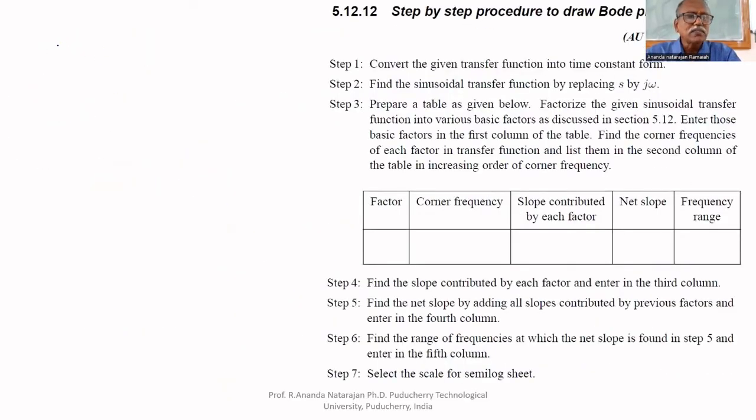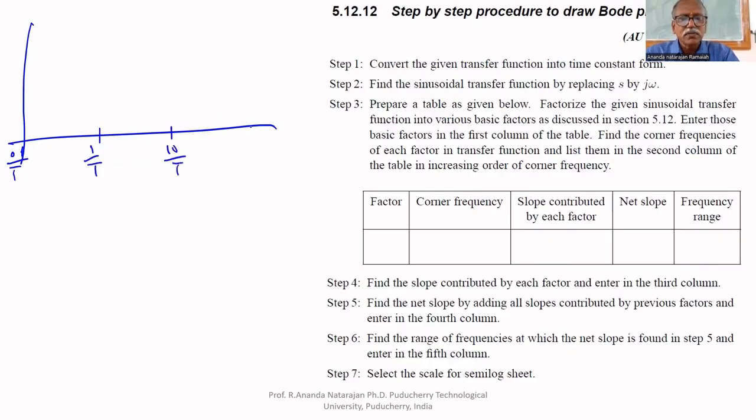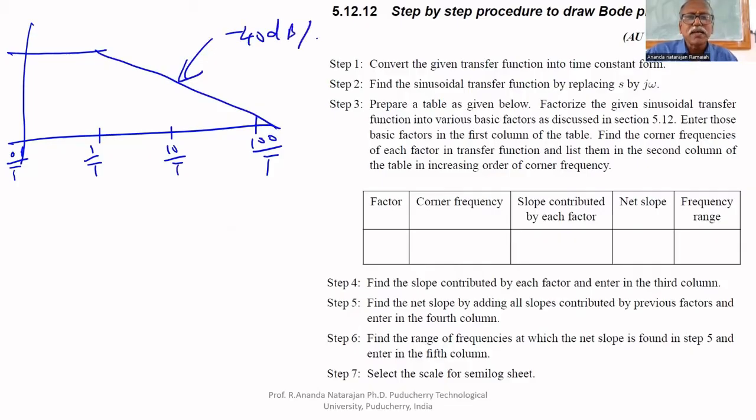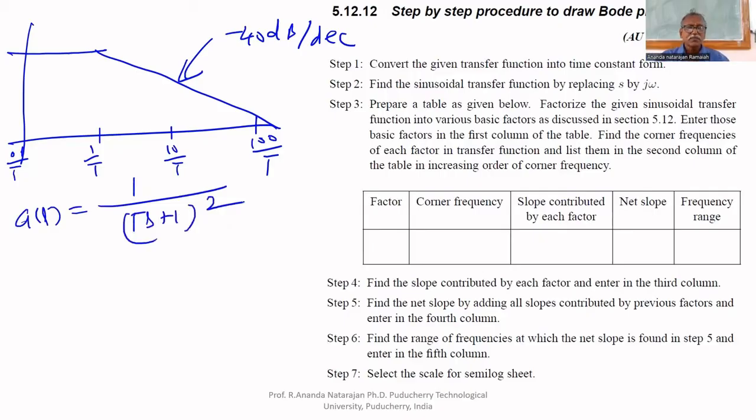Therefore, the plot is: this is 0.1 by tau. This is 1 by tau. This is 10 by tau. This is 100 by tau. So up to 1 by tau, it is 0. After that, it decreases at the rate of minus 40 dB per decade. That's all. This is the plot for G of S equal to 1 by tau S plus 1 whole square.